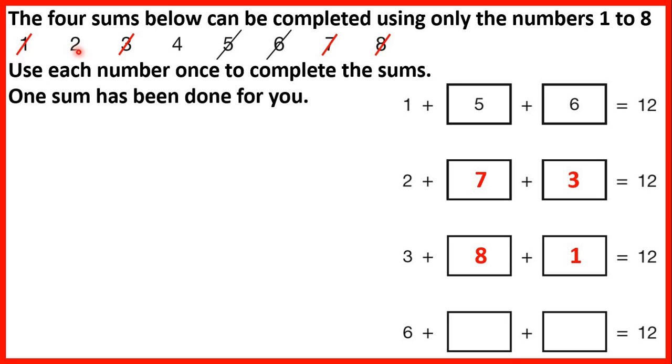So the numbers we have left are 2 and 4, and 6 plus 4 plus 2 equals 12, because 6 plus 4 is 10, and then 2 more takes us to 12. So we have our answer. We've used each number once, and we've made sums that total 12.